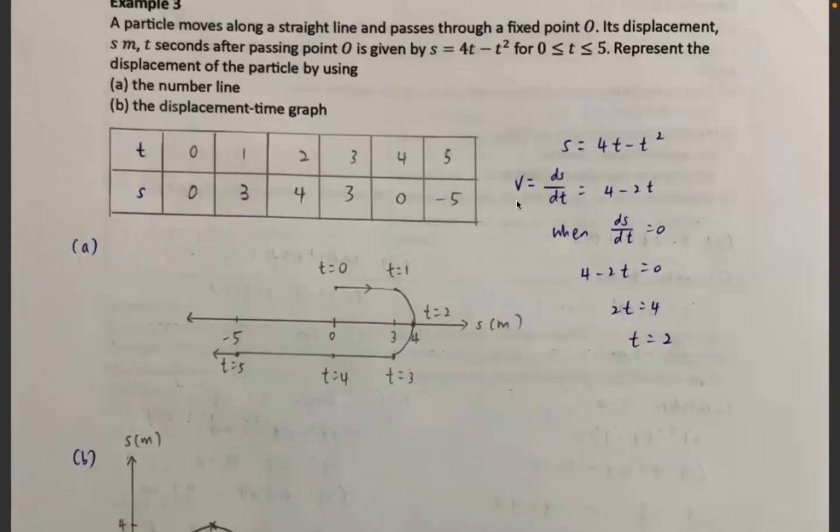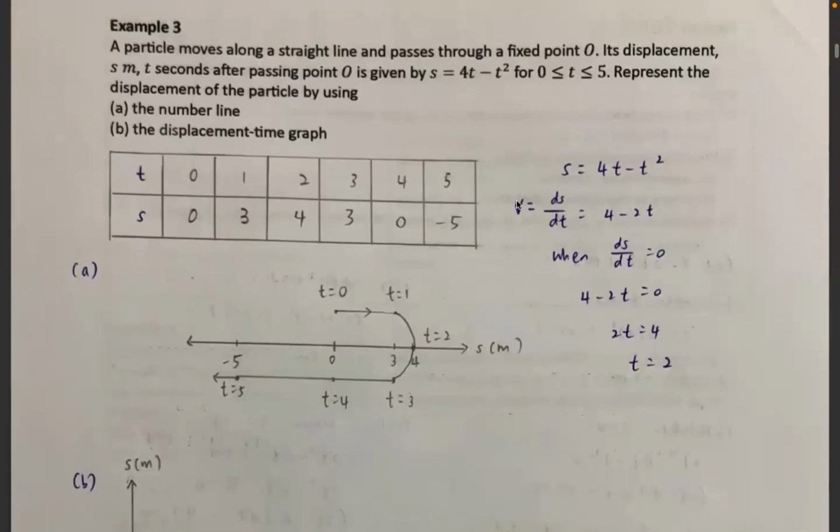ds/dt is also equal to velocity. Later we will learn this in the next part. When velocity equals 0, that means the particle stops or changes direction. So when v equals 0, t equals 2, that means we identify that the particle changes direction when t equals 2. That's why you can draw your particle here when t equals 2.